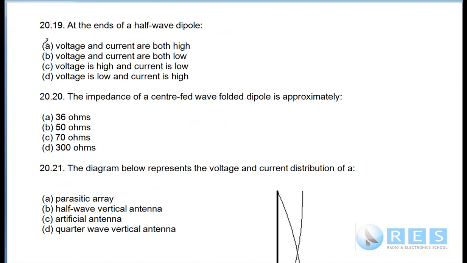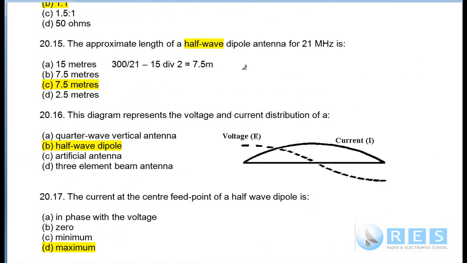20.19, at the ends of a half-wave dipole. Now I'm not even going to read the answers, because I'm going to think about a half-wave dipole. At the ends of the dipole, the voltage is high and the current is low. So let's see if we can find that. Voltage is high and the current is low, and you got that from your graph back here. Remember this? Voltage is high, current is low.